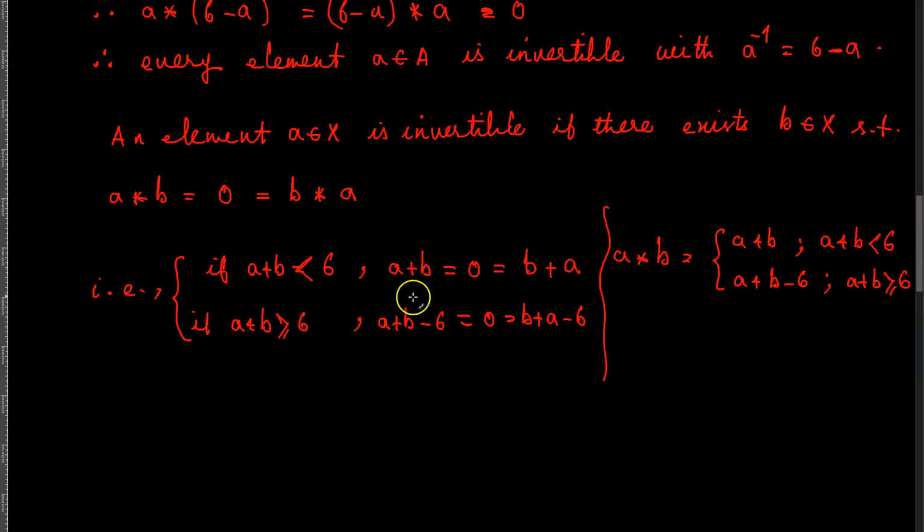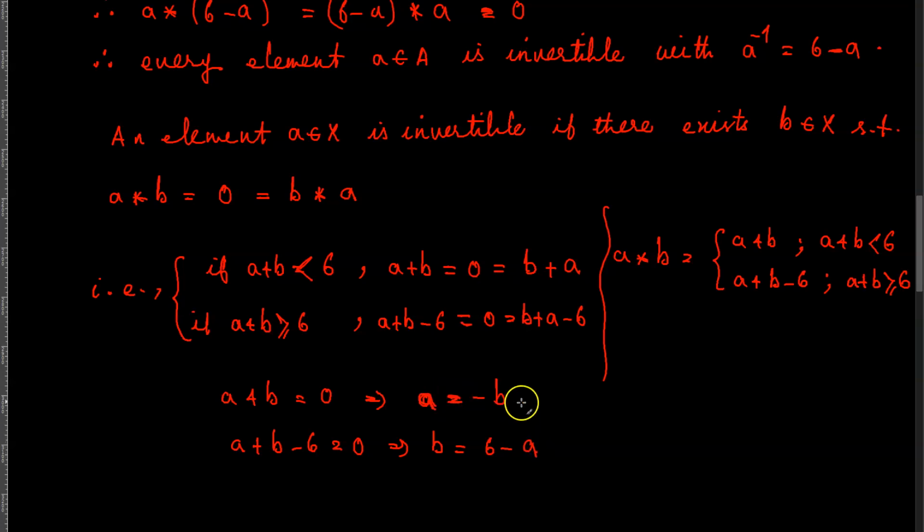So here we are saying that A plus B is equal to 0, which means that A is equal to negative B, and A plus B minus 6 is equal to 0, which means that B is equal to 6 minus A, right?